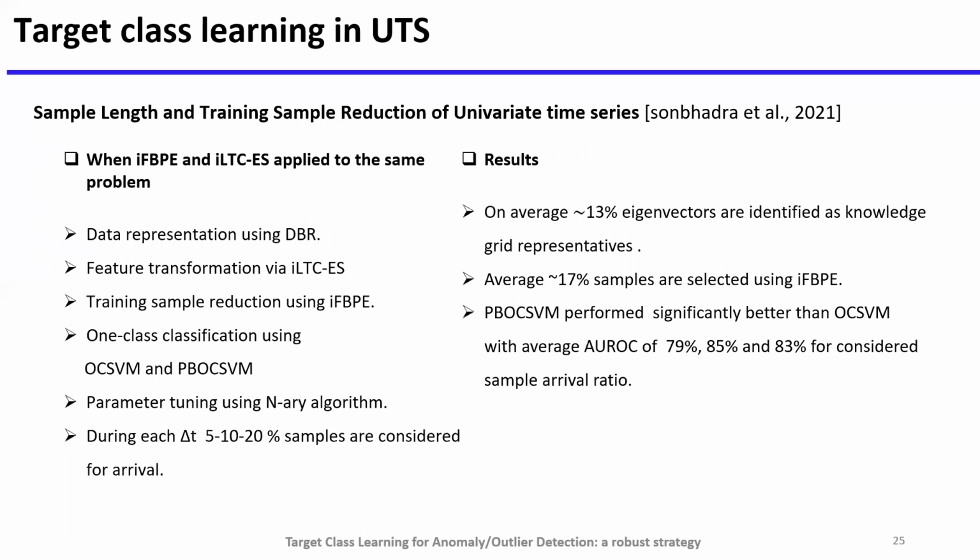Okay, the most important thing is that when the incremental farthest boundary point estimation and the incremental LTC are applied to the same problem, the process was able to achieve 13% of the eigenvectors as promising eigenvectors. At the same time, the batch size was fixed to 5, 10 and 20% of samples. And the training samples obtained by the IBPE were approximately 70%.